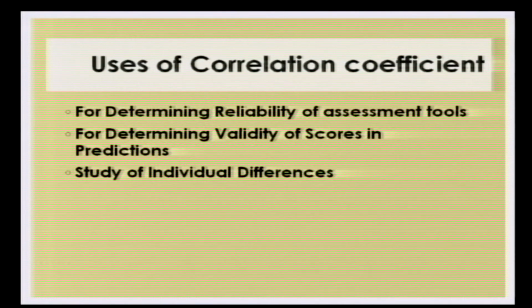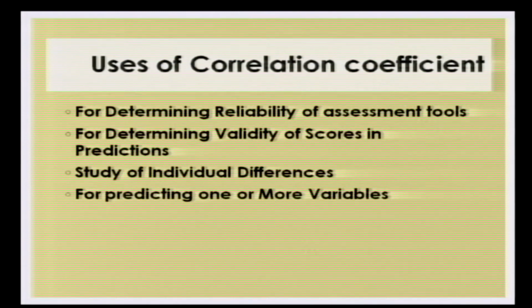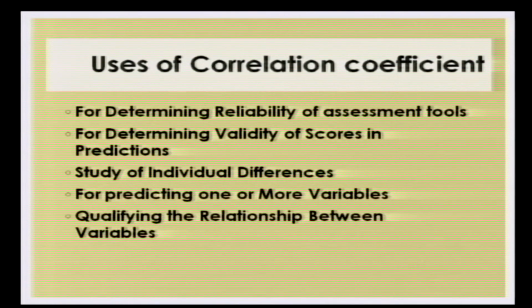Then to study the individual differences, we use the correlation coefficient to know whether there is any difference between one group and another group, or whether on different variables both groups are varying at the same pace. For predicting one or more variables, we use a higher order of correlation coefficients. To qualify the relationship between two variables, if there are two variables in the study, are they correlated with each other or not? Whether they qualify to be correlated variables or covariates or not, we use the correlation coefficient.